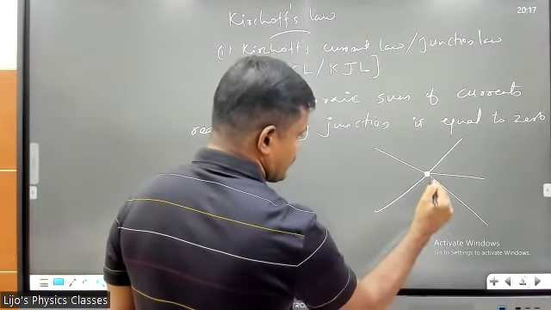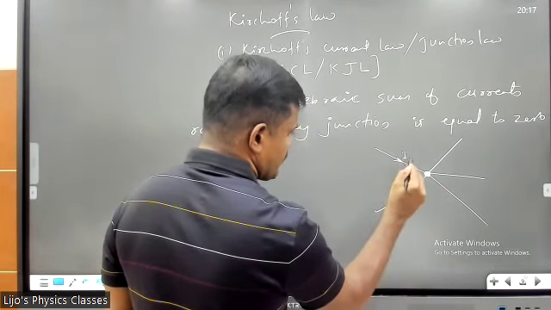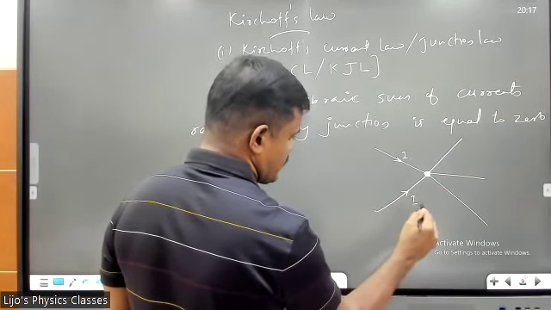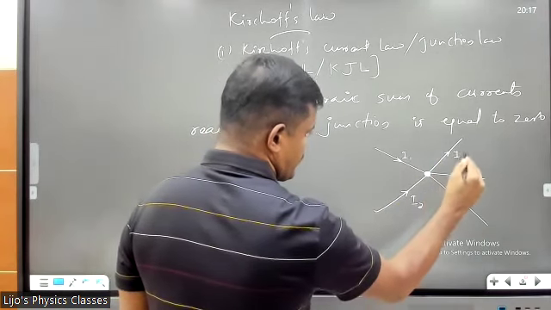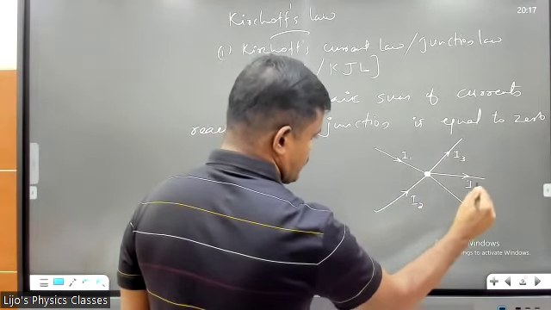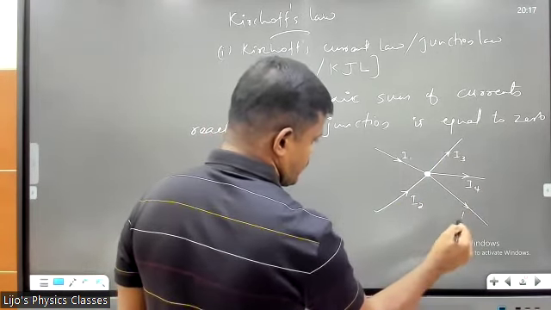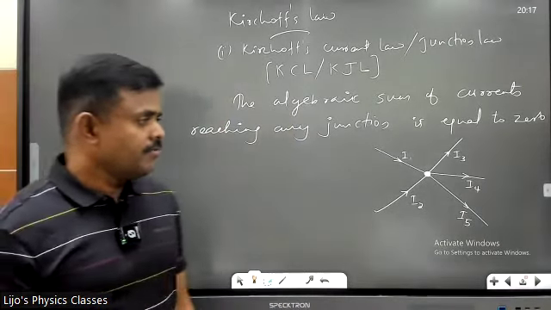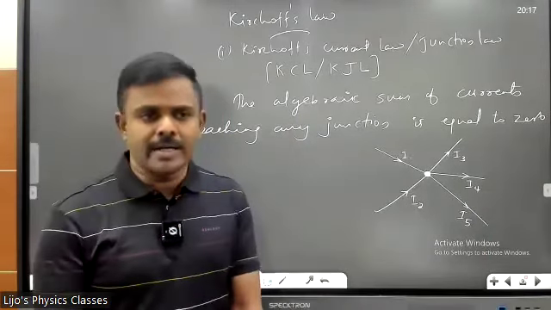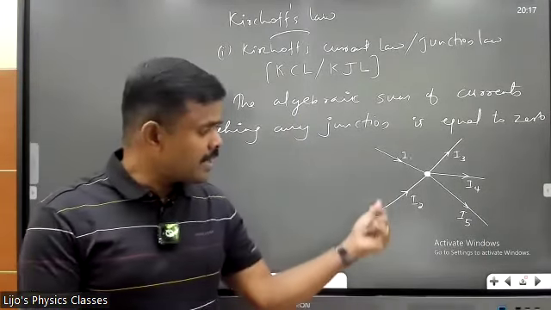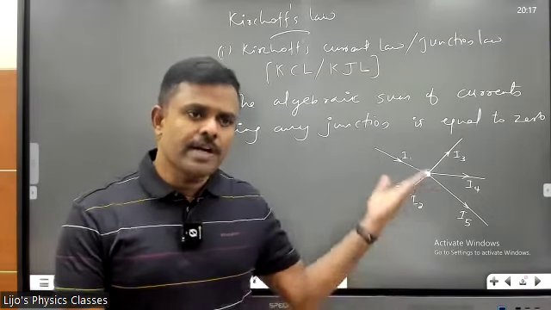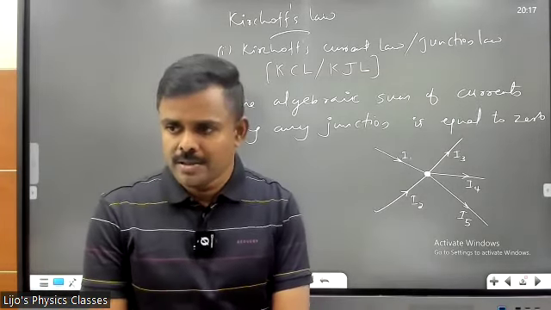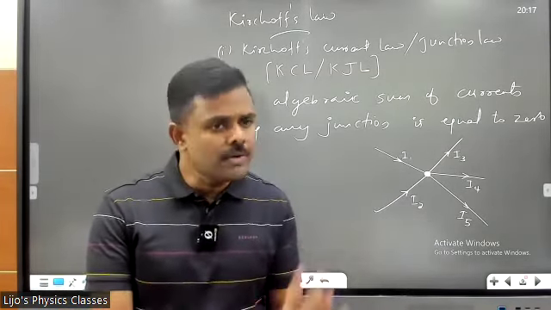Draw this figure. So we have a few incoming currents and a few outgoing currents. It doesn't matter how many. You can even write I1, I2, I3 as incoming and I4, I5, I6 as outgoing. Got it?